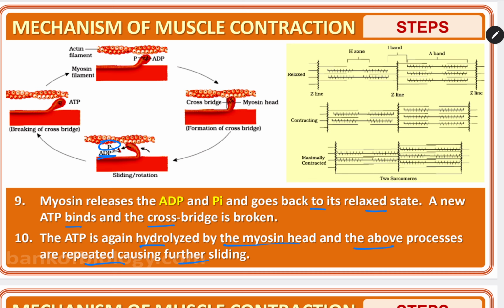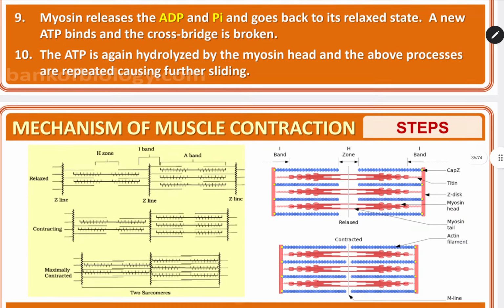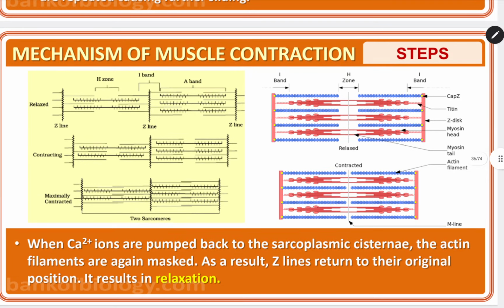Here in this diagram you can see the relaxed state, contracting state and maximally contracted state. Next, when calcium ions are pumped back to the sarcoplasmic cisternae, the actin filaments are again masked. As a result, the Z lines return to their original position and it results in relaxation.